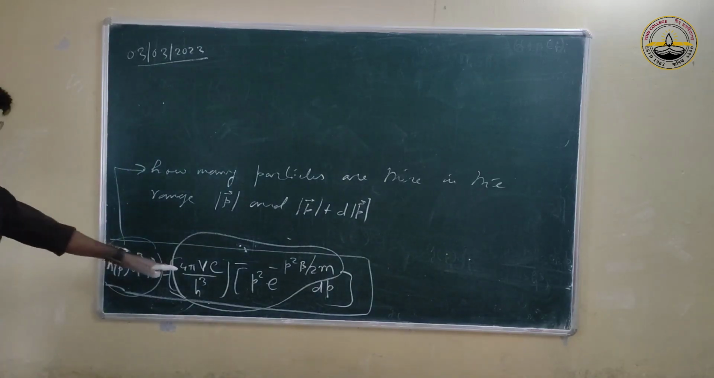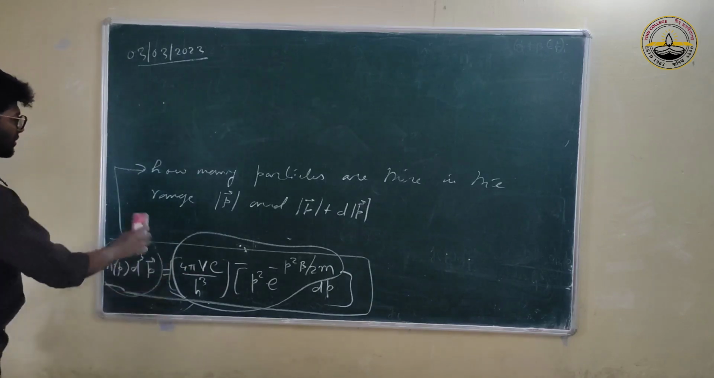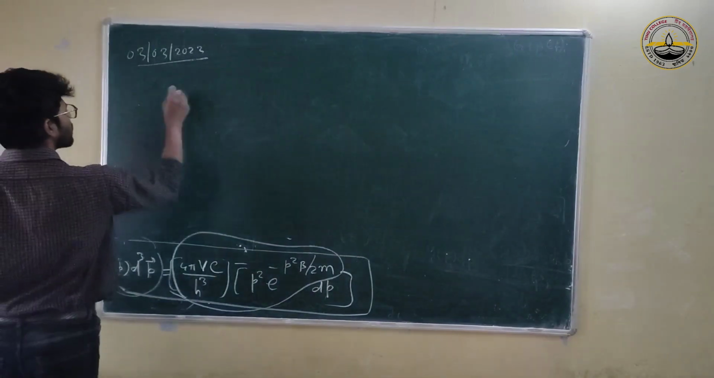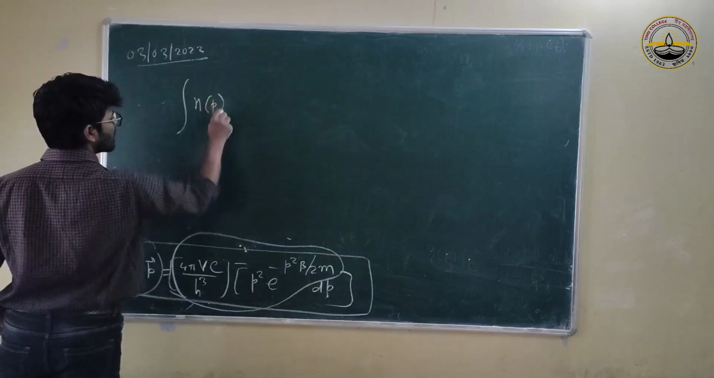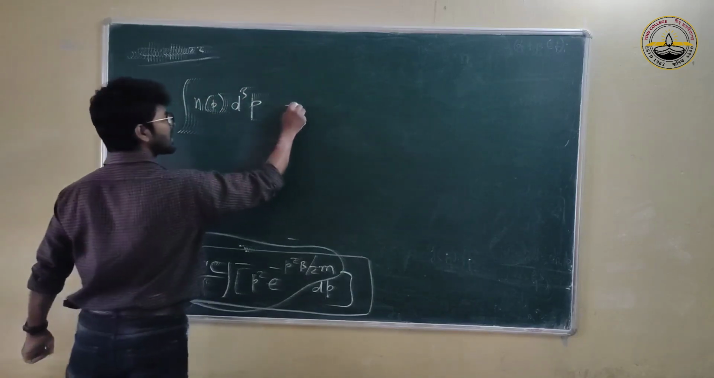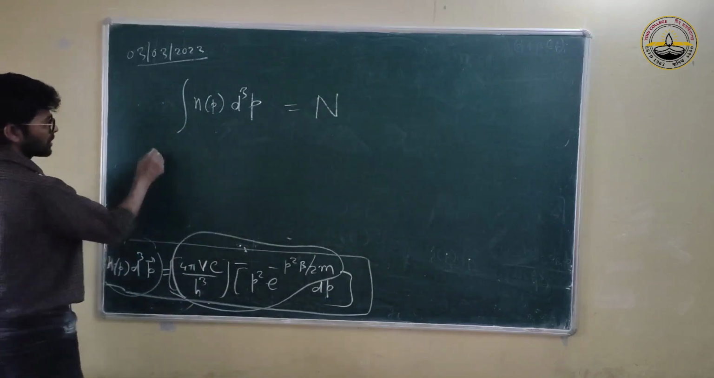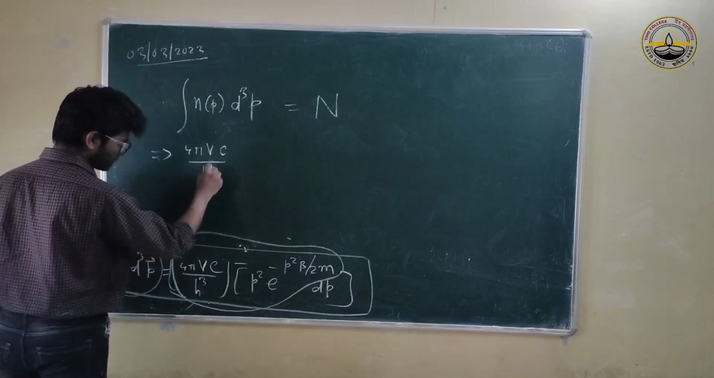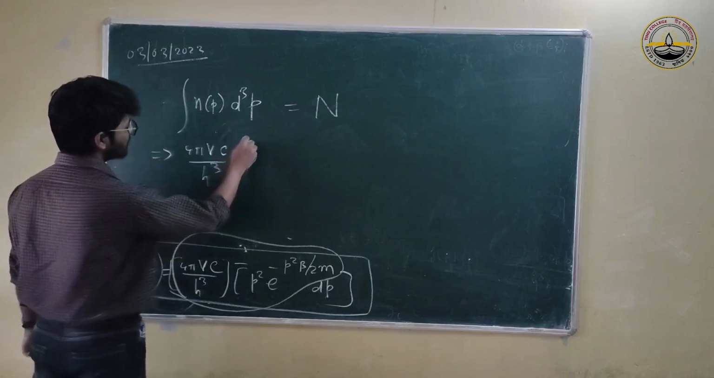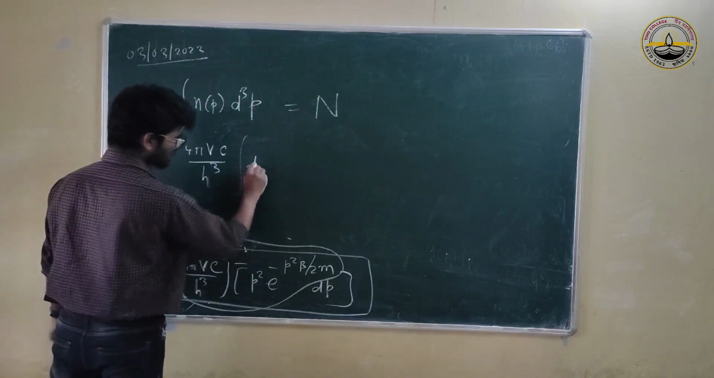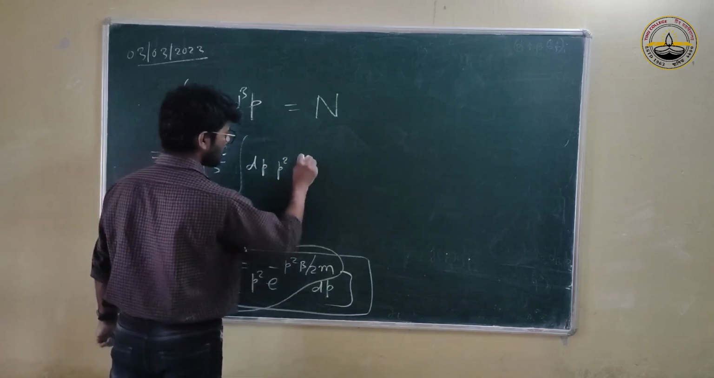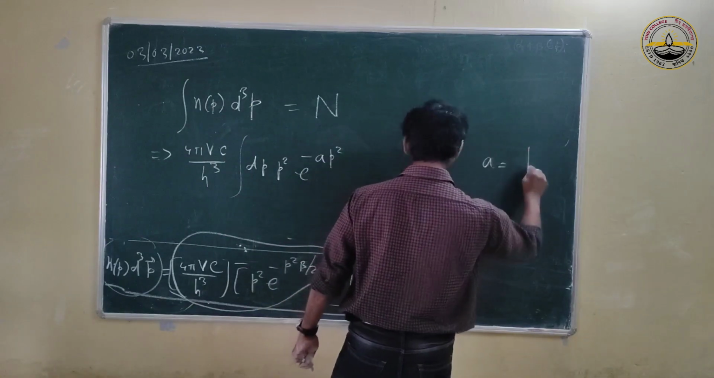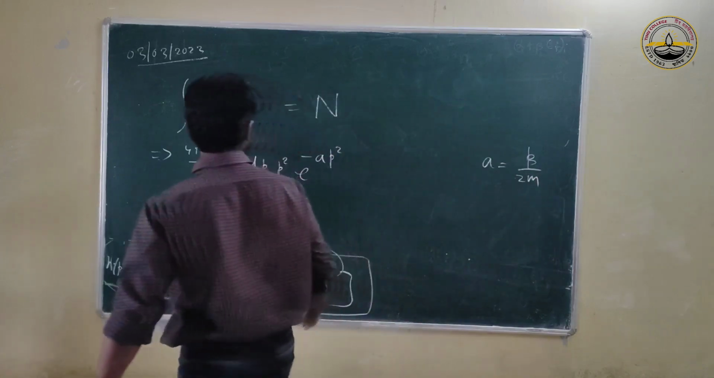Next thing is we are going to find out what this C is. Remember? So to find out C, we can use the condition that when integrated, n(p) d3p, we must get the total number of particles. So we can do that right now. 4 pi V c over h cubed. Try to do the integration. So dp p square. Let me write this as just A p square for now. A is beta over 2m, equal to N.